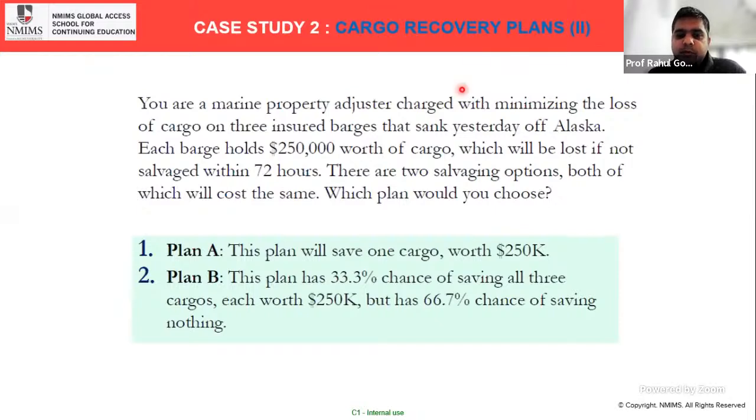Same problem. There are two new plans. Plan A will save one cargo if you go ahead with it, and plan B will have a 33% chance of saving all three cargoes, but it has a 66.7% chance of saving nothing. So what will you go ahead with? Kumar, Deepthi, Purna.